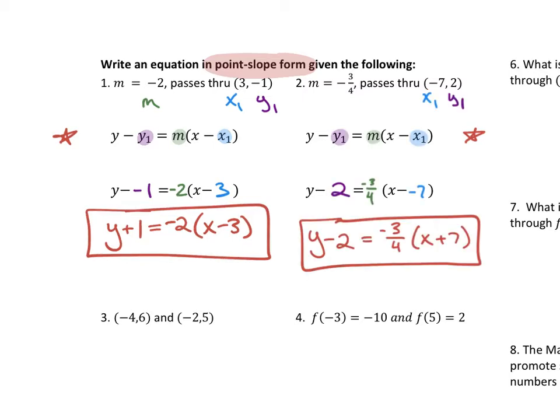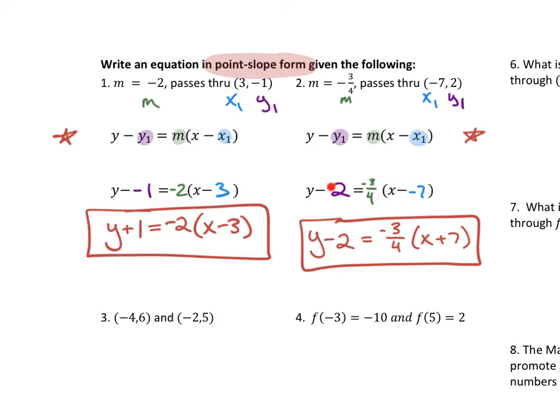All right, let's see how you did. Hopefully you noticed that you were given already the m, so you know exactly where you're going to put that in the formula. You're going to substitute it in. Then you have an x1 and a y1 given to you from the point. We're going to put those exactly where they belong.